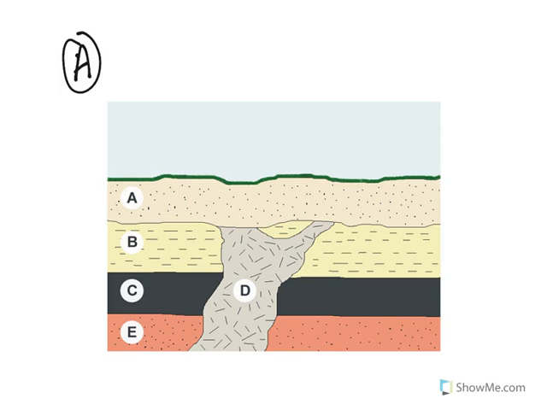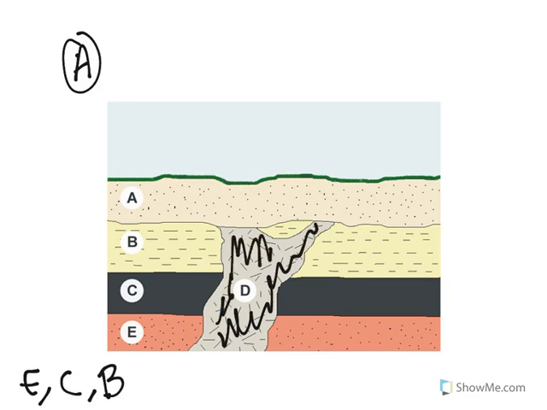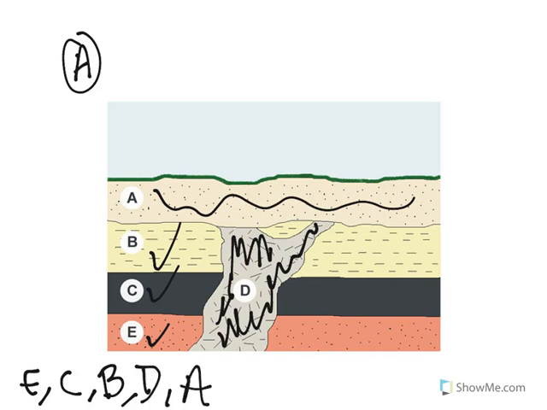So due to the law of superposition, we know that E has to be the oldest, followed by C, followed by B. Now the question is, where does this D come into play? Well, you have to ask yourself a very important question. D cuts through which layers, right? Which layers does D cut through? Well, D cuts through layers E, C, and B. D, however, does not touch layer A. So after B formed, then D happened, and then A is the youngest layer.